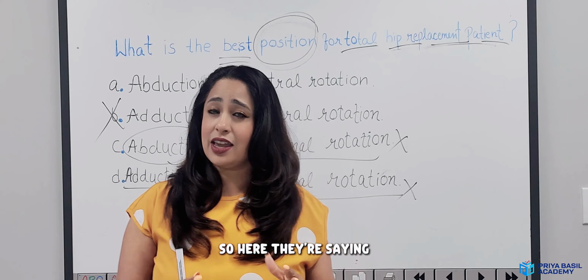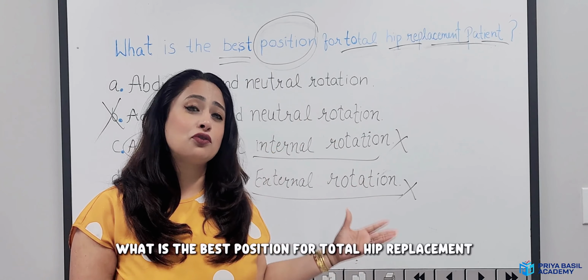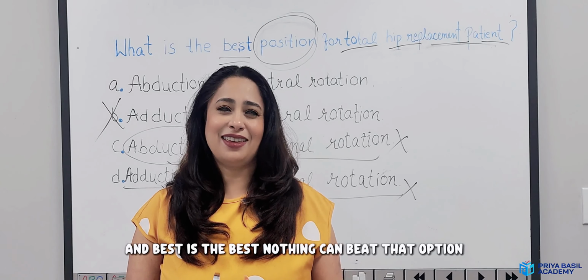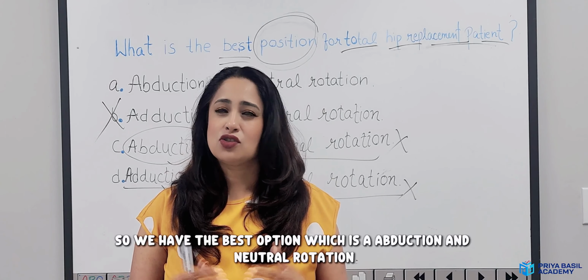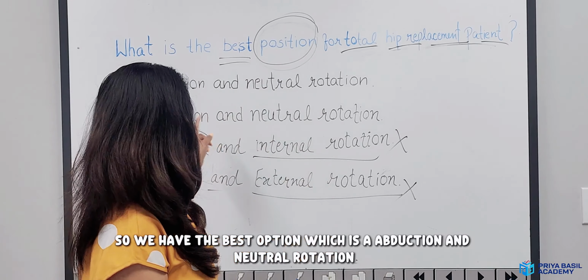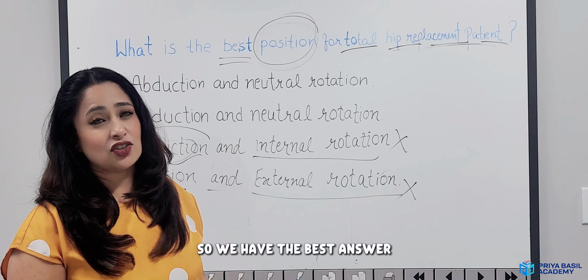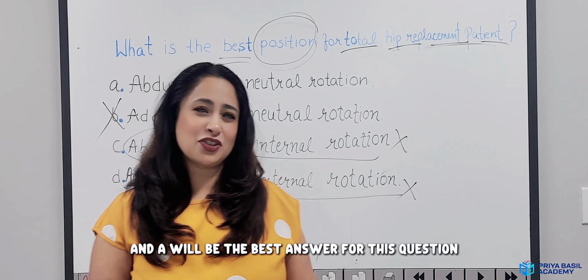Here they're saying, what is the best position for total hip replacement? And best is the best. Nothing can beat that option. So we have the best option, which is A, abduction and neutral rotation. A will be the best answer for this question.